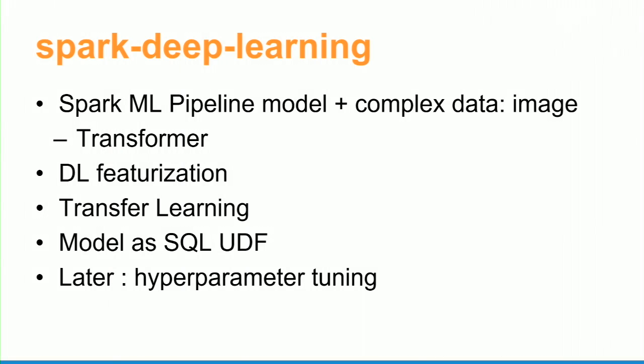And then there's this new thing called Spark Deep Learning. This is, in fact, just announced a couple of weeks ago, back in June in the Spark Summit. It leverages the previous TensorFrame. So that's why we talk about it in this particular order. It has similar Spark ML pipeline model. It has support for image data, for example. And you can do things like DL featurization, transfer learning. One thing kind of interesting about this is you can actually take the model and then apply it as a SQL UDF. And then there's a future plan about hyperparameter tuning.